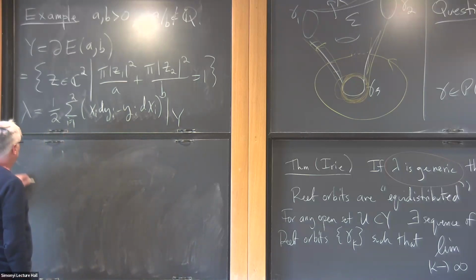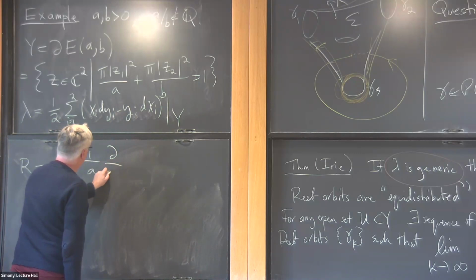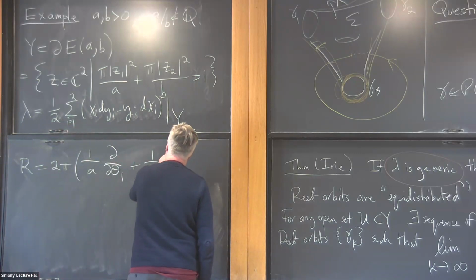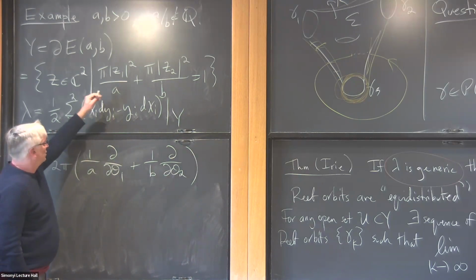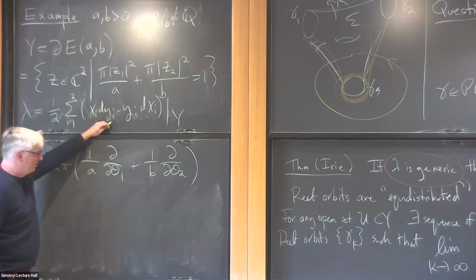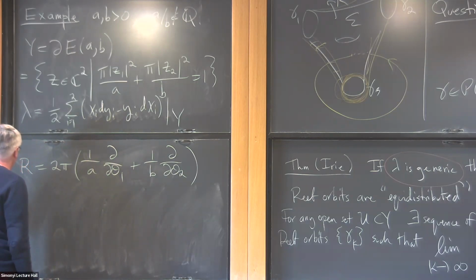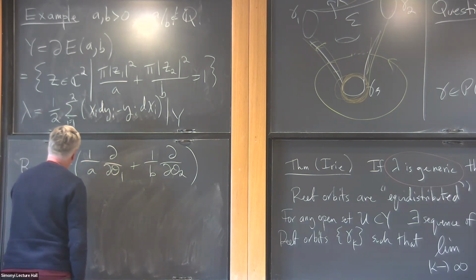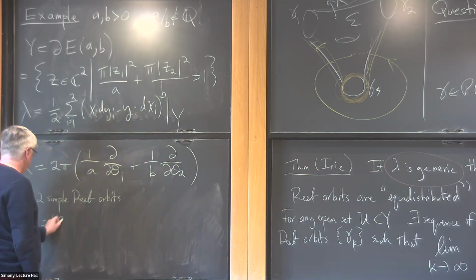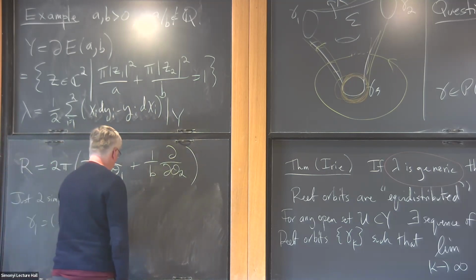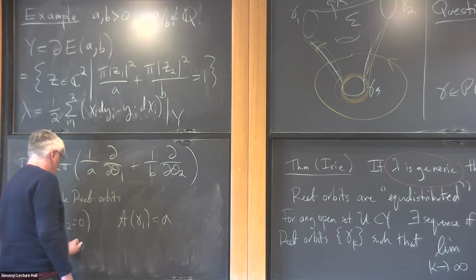The Reeb vector field on this you can calculate is 2 pi times 1 over A d/d theta 1 plus 1 over B d/d theta 2, where z1 and z2 are complex coordinates, x_i and y_i are the real and imaginary parts of z_i, and theta i is the argument of z_i. So this has just two simple Reeb orbits. There's gamma 1, the set where z2 equals 0, which has action equal to A. And there's gamma 2, where z1 equals 0, which has action equal to B.